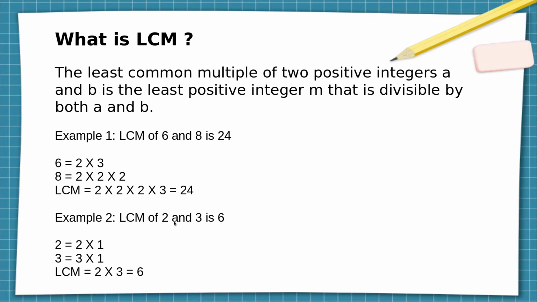We'll do the same in case of example 2. To calculate LCM of 2 and 3, we write the factors of 2 and 3. Now we can see that there are no common factors, so we'll write 2 times 3 as it is. And the LCM is 6 for 2 and 3.